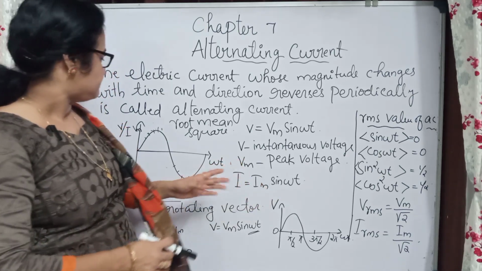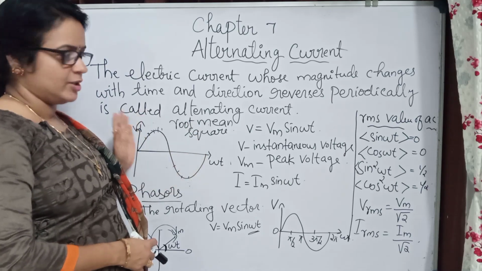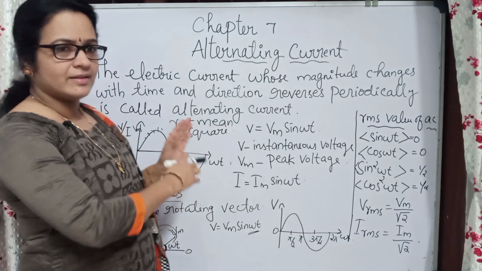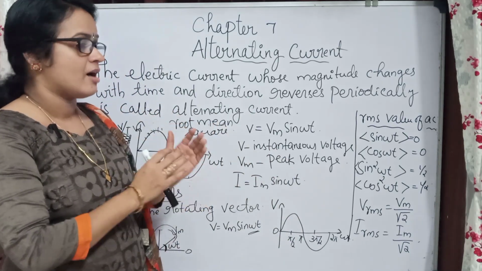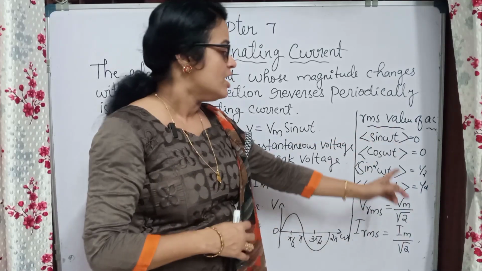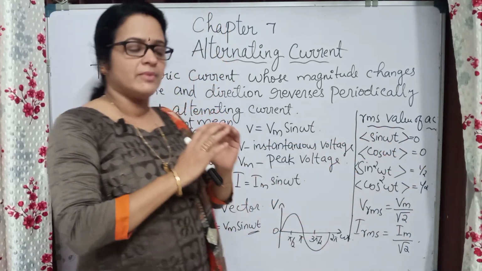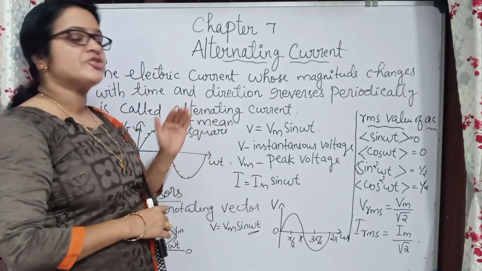Now we have to know how to represent an AC current. Then the RMS value of AC. I think that idea is clear to you, because the reason we take the root mean square value is that the average of sin omega t is equal to 0, and the average of cos omega t is also equal to 0. If you take the complete cycle of an AC, the average value will be 0.